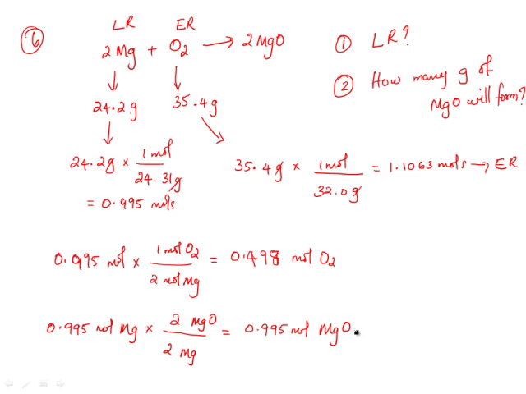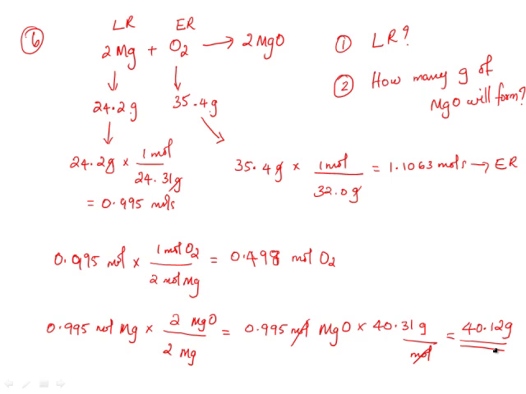So we need to convert these moles to grams using the molar mass of MgO. What do you need to do with the molar mass? Multiply by the molar mass. So the molar mass of MgO will be 40.31 grams per mole. So mole and mole will go away and you will have your answer in grams, which should be 40.12. So that is the amount of MgO that can form in grams.